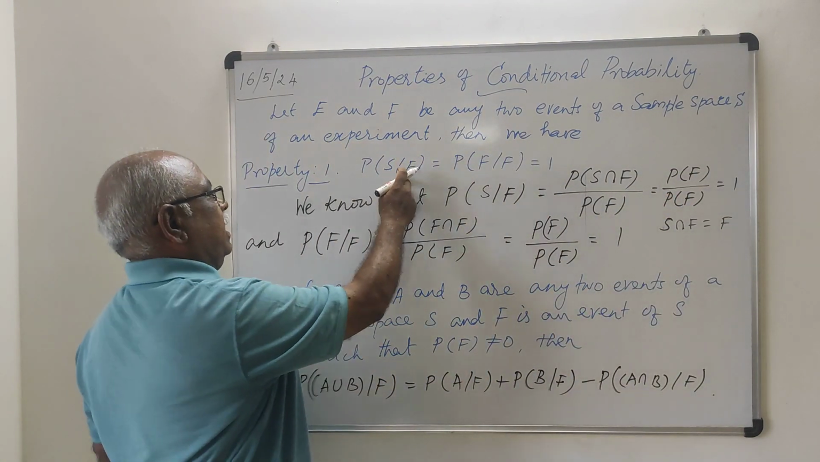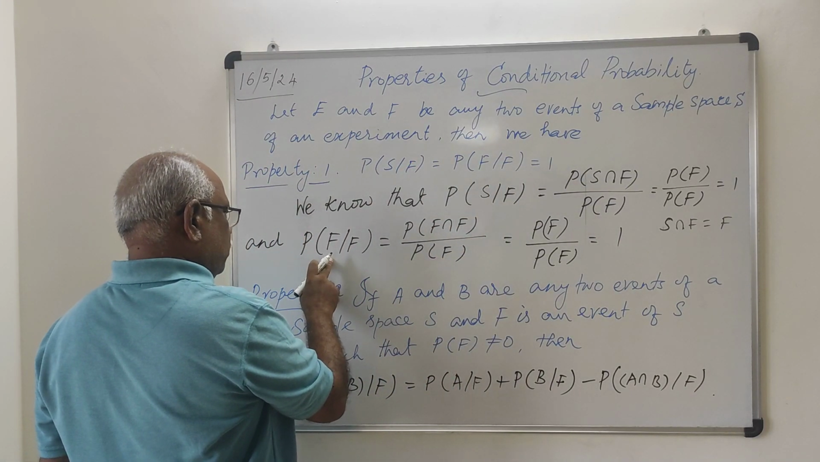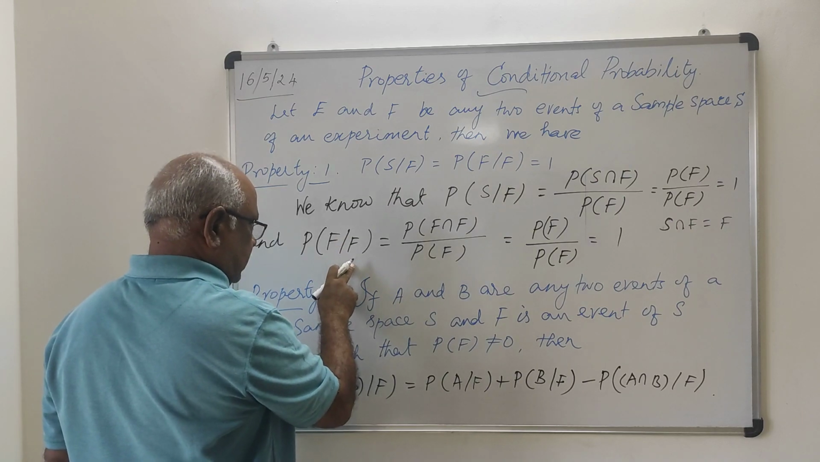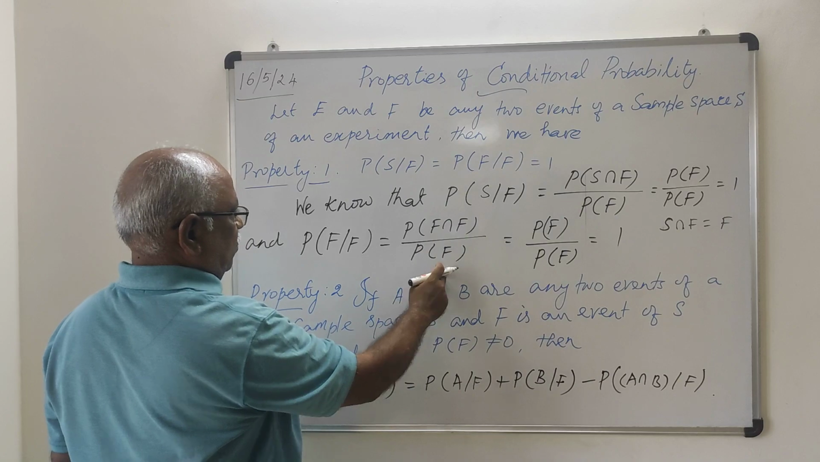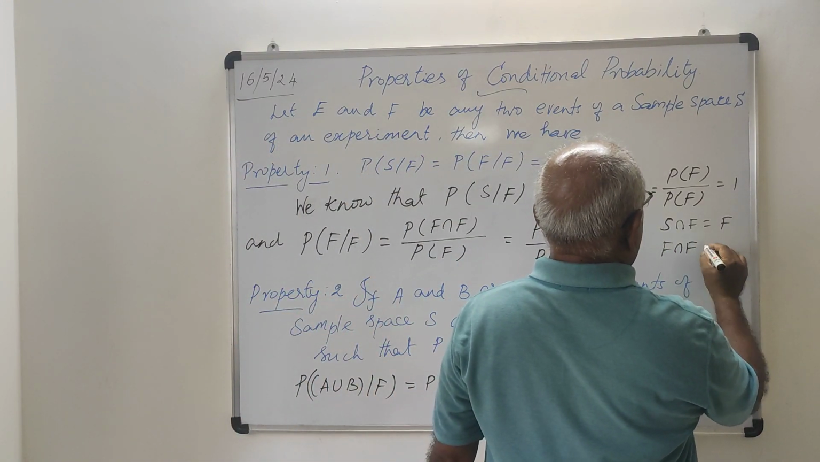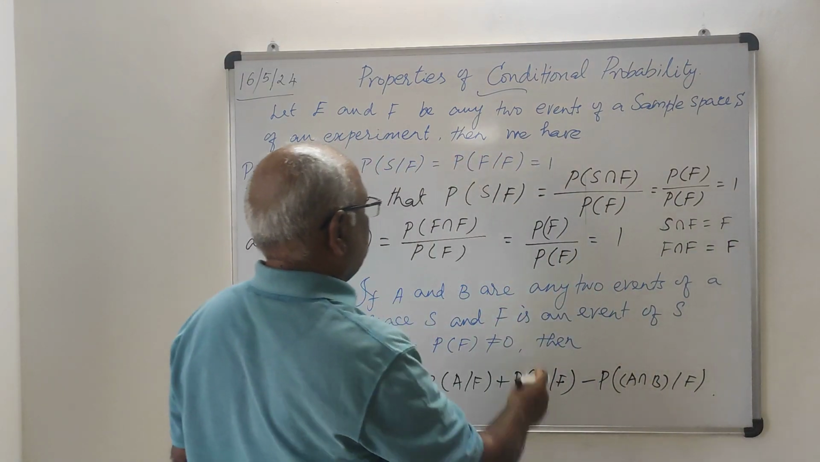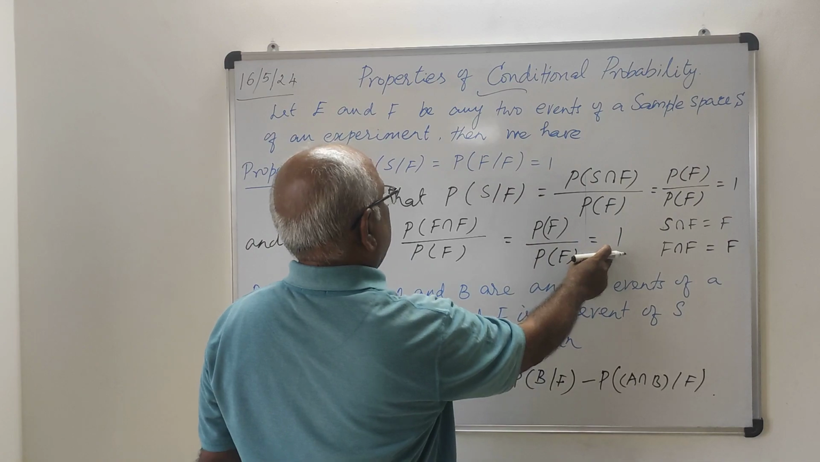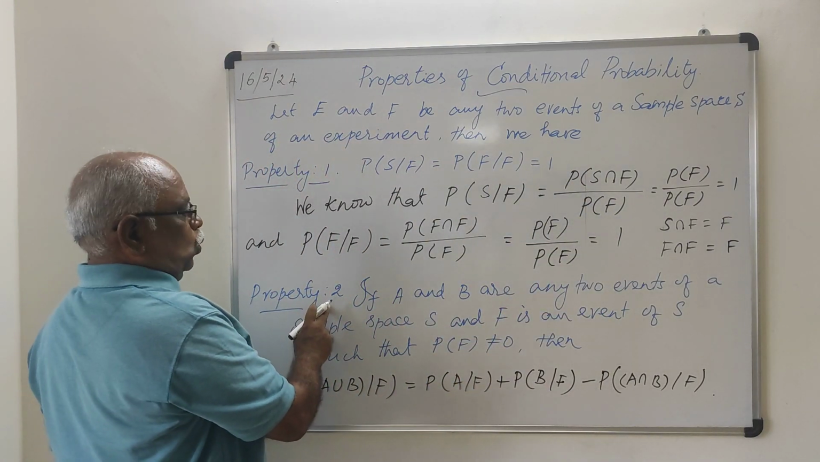That's our first result. Next one, the probability of the event F, given that the event F has already occurred, that means P of F slash F is equal to P of F intersection F by P of F. F intersection F is also F only. Therefore, this is P of F by P of F, which is 1. That's our property.